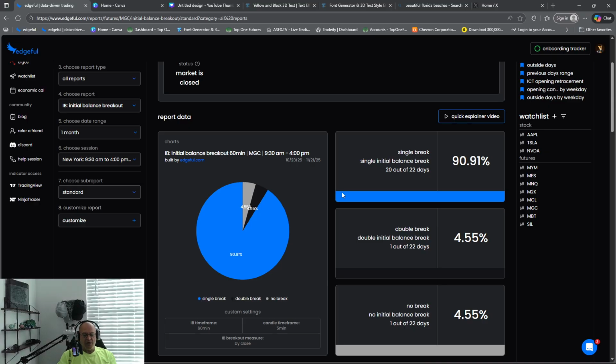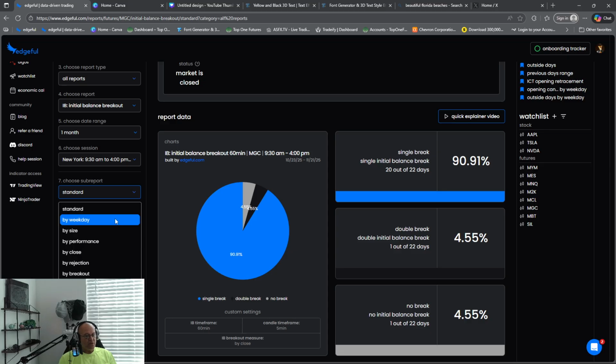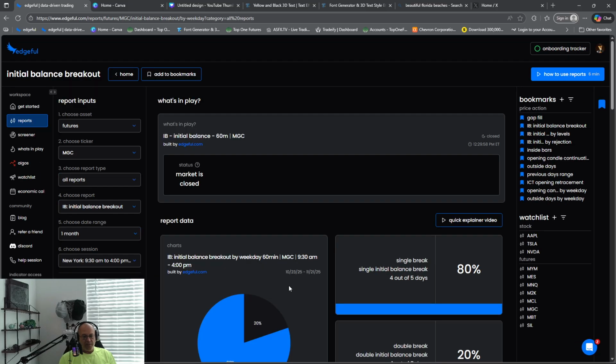So where do we go from here? We know what we want to trade. We know what setup we want to take, but we need to kind of figure out what our plan's going to be. So I have my little notebook here to take some notes on these sub-reports, and we'll just go from there, right? So let's start out, and we'll just break it down by weekday, okay?